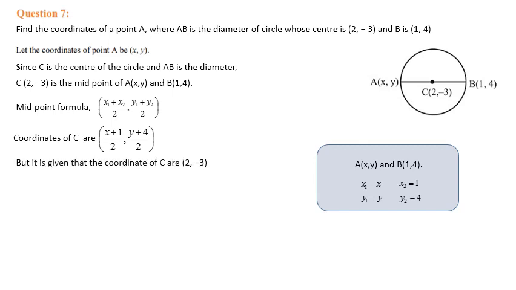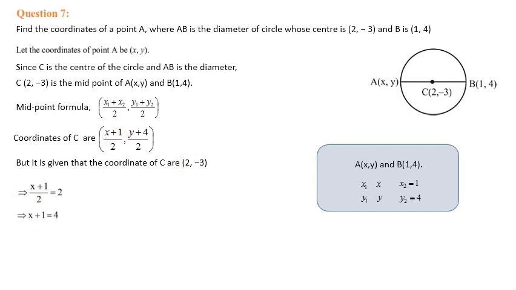But it is given to you the coordinates of C, that is (2, minus 3). These coordinates we have calculated by using A and B. This coordinate it is given, so both are same. This also C coordinate only, this also C coordinate only. So since both are same, we can equate the x coordinates, and we can equate the y coordinates. So when you equate the x coordinate, we will get (x plus 1) by 2 is equal to 2.